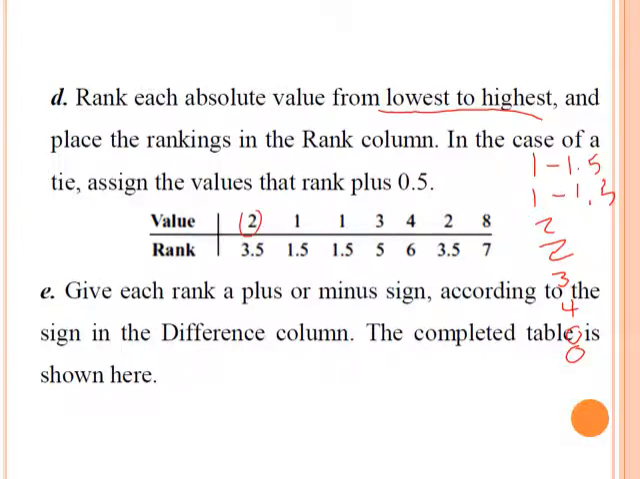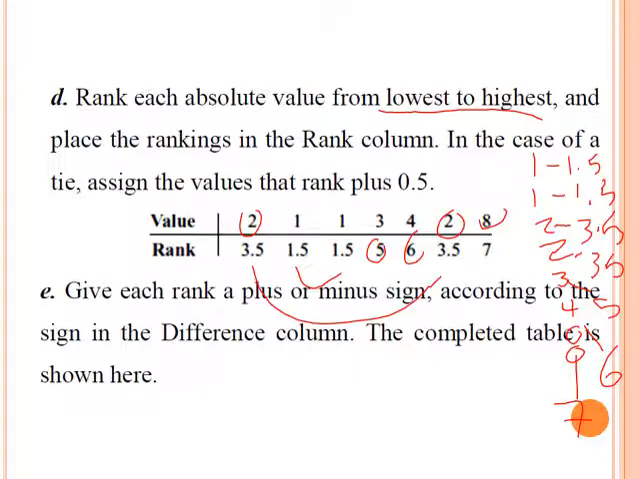For the number 2, we have two numbers that take 2 values, so we have 3.5 and 3.5. Number 3 is the fifth value, so it takes rank 5. Number 4 is the sixth value, so it takes rank 6. And finally, the value 8 takes rank 7. So we have 7 values with 7 ranks, but the values 1 and 1 have 1.5 because they are repeated, and 2 and 2 take 3.5 because they are repeated.